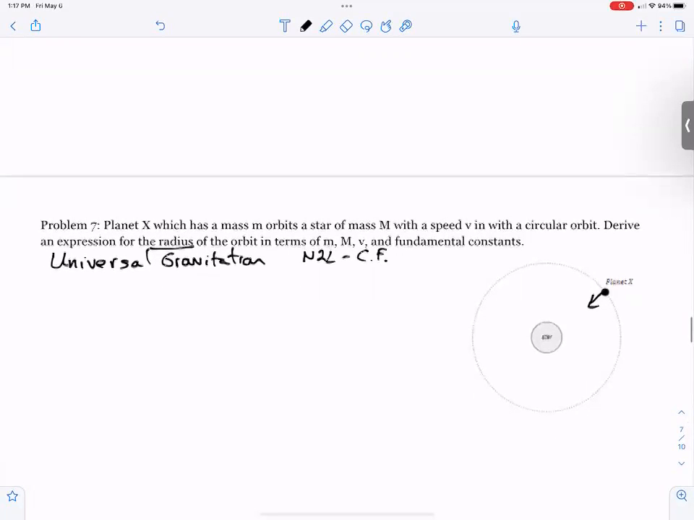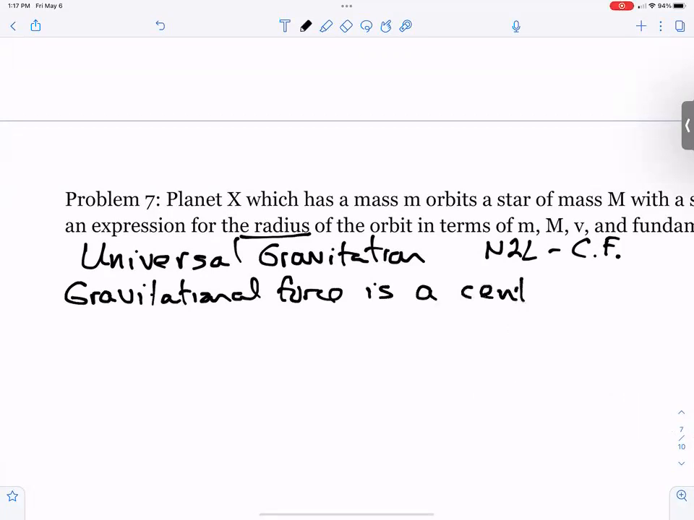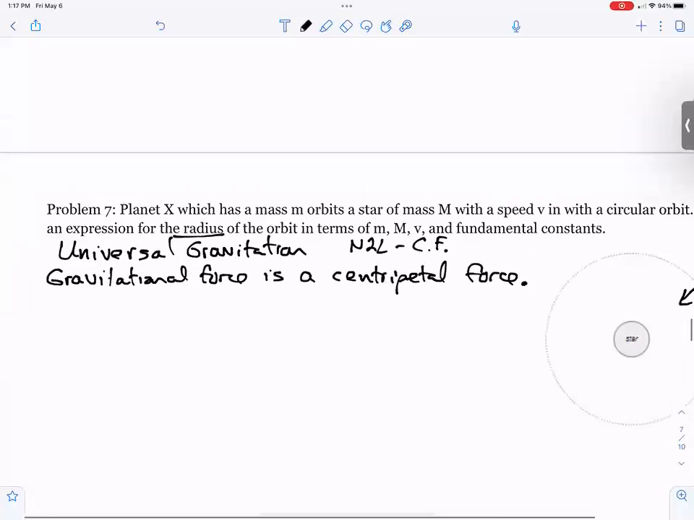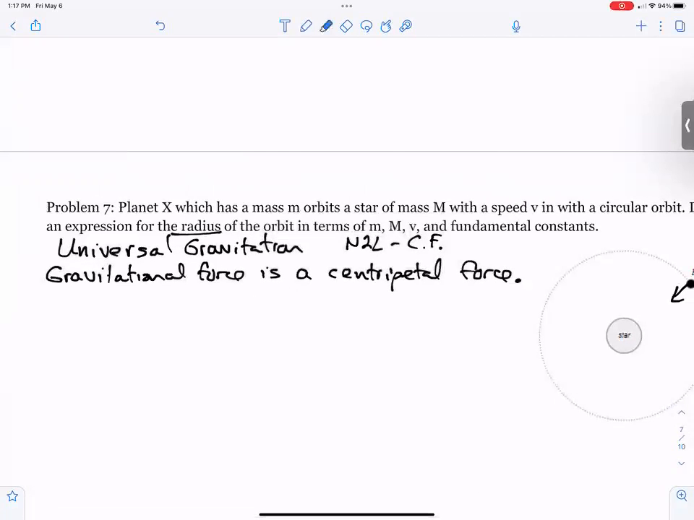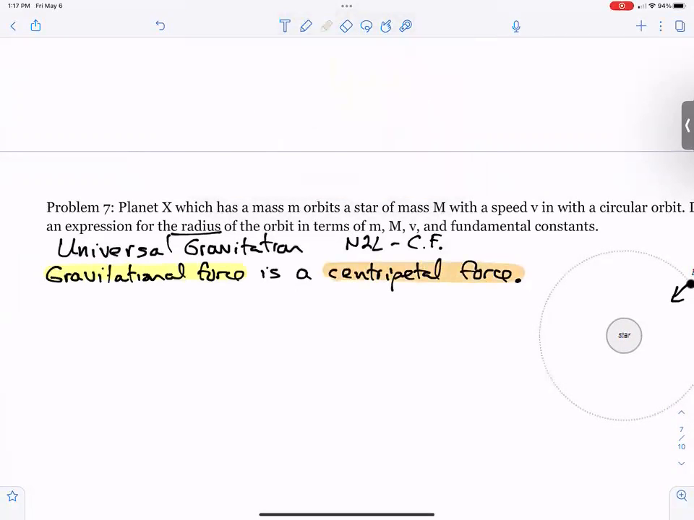We can start this problem by actually writing the following sentence. Gravitational force is a centripetal force. Okay, now I'm going to highlight parts of this sentence as we go. So gravitational force, centripetal force, and I'll go ahead and highlight "is" too.